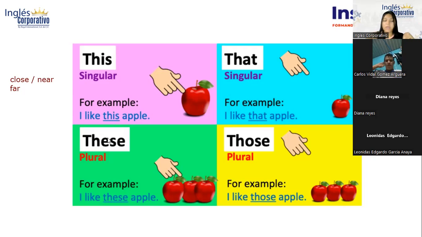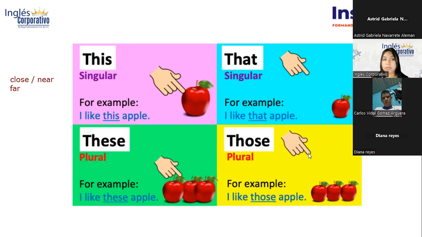Okay? And we have the examples. I like these apples. Okay, 1, 2, 3. Okay, I like those apples. Yeah? Pero mira, está lejos. ¿Sí? Far. Far. So we are making that reference, okay? Eso estamos haciendo de referencia, okay?